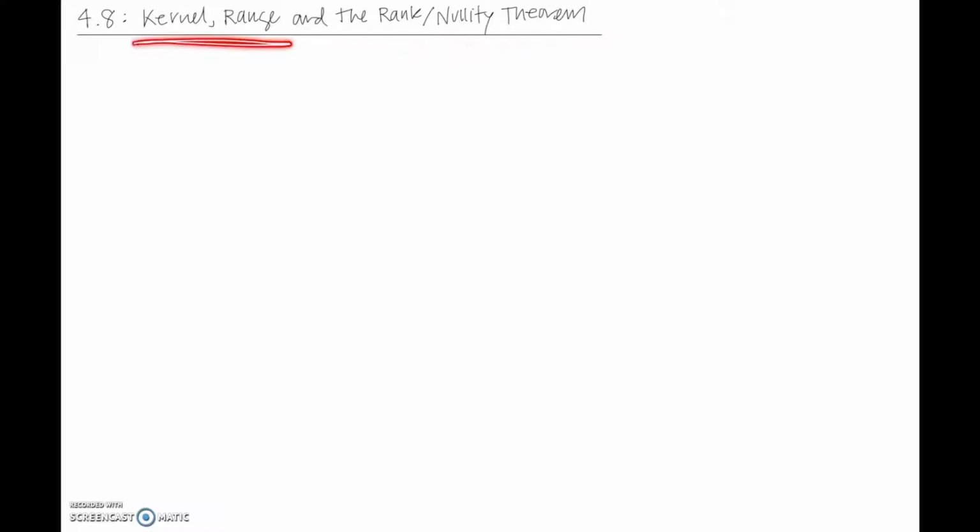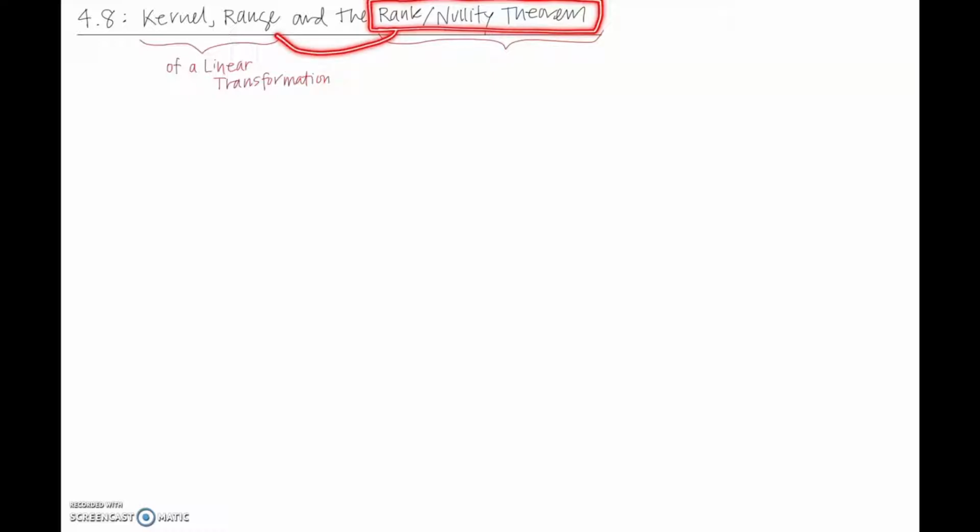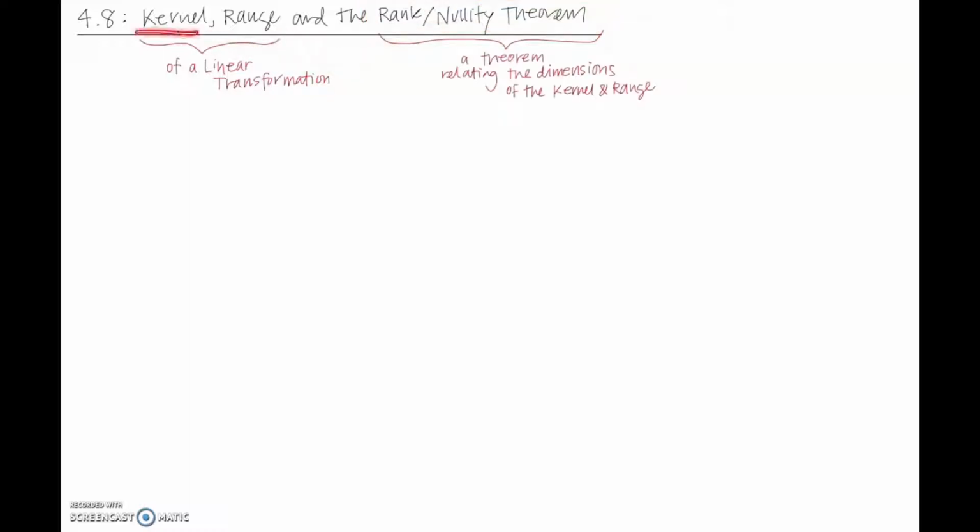Kernel and range are attributes of a linear transformation. So these are going to turn out to be specific vector spaces. So remembering what a vector space is, these are specific vector spaces related to a particular linear transformation. And then the rank nullity theorem is a major theorem in linear algebra that relates the dimensions of these two things. So we'll see that these are both vector spaces, and this theorem relates the dimensions of those two vector spaces.